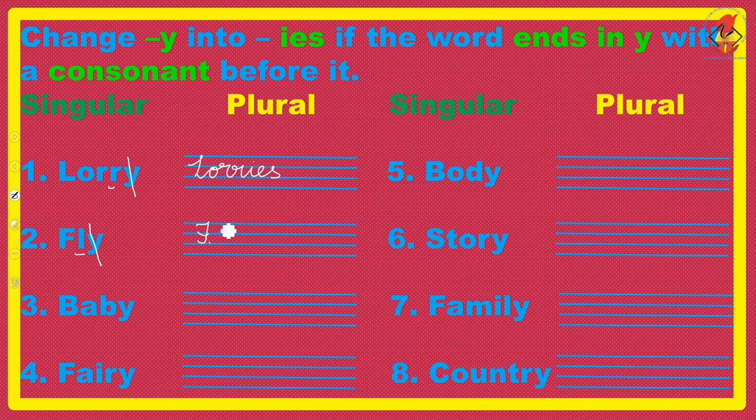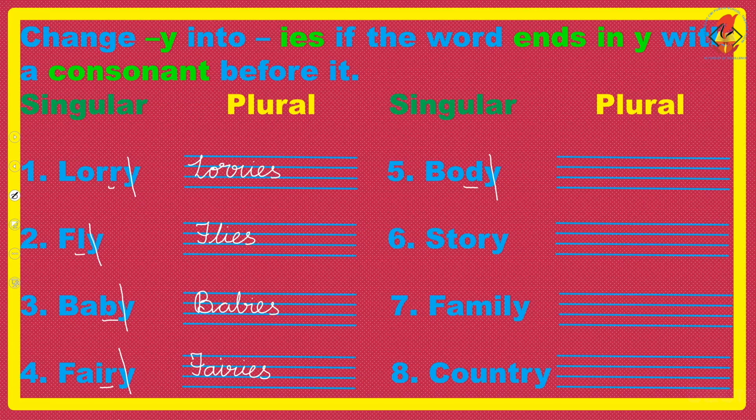Fly, cut down Y because it is a consonant before it. You will write F-L-I-E-S. Place of Y we got IES. Cut down Y because baby, consonant. B-A-B-I-E-S. Baby became babies. Fairy, you will cut down Y because there is a consonant before it. You will write F-A-I-R-I-E-S, fairies.